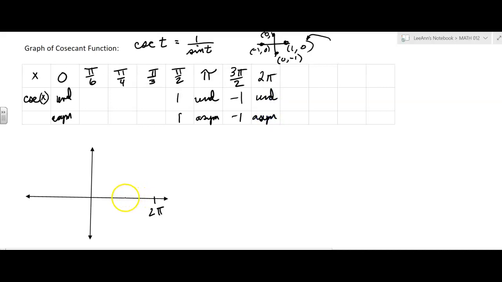Okay, now let's mark them off here. So I've got 2 pi, there's pi over 2. I'm sorry, pi, then pi over 2. Here's pi. And 3 pi over 2.